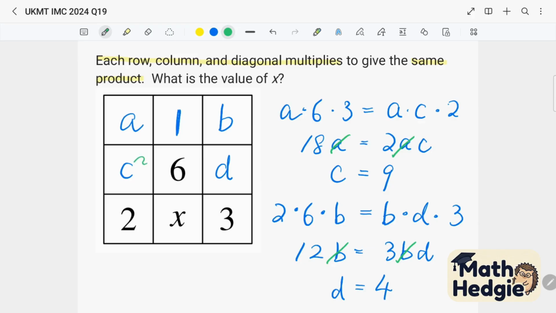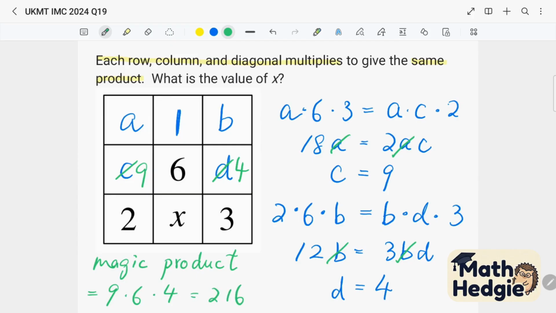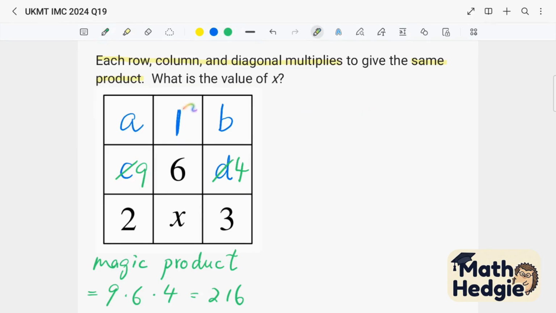Look, now we have the middle row all filled in. We can find out the magic product. 9 times 6 times 4 equals 216. With the magic product, we have enough information to find x. Look at the middle column. 1 times 6 times x equals 216. So x is 216 divided by 6, which is 36.